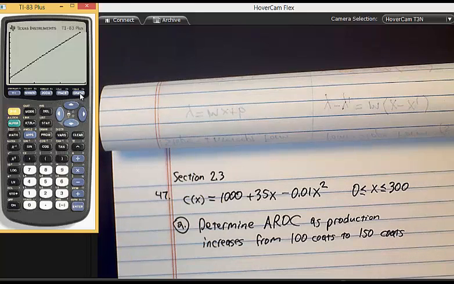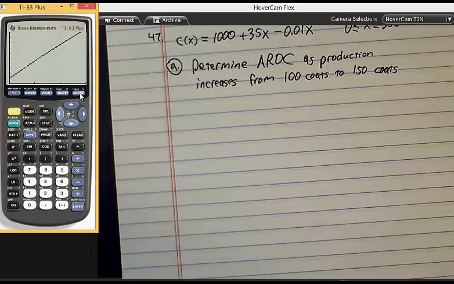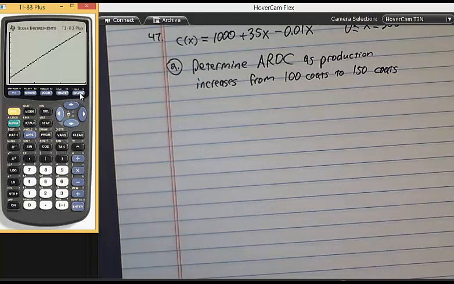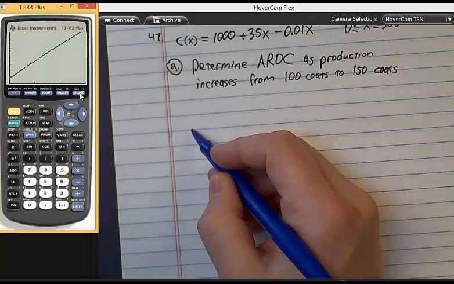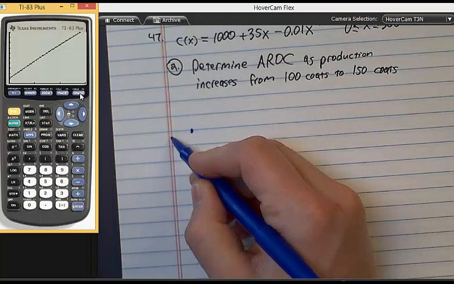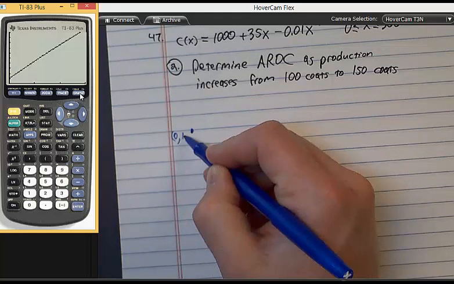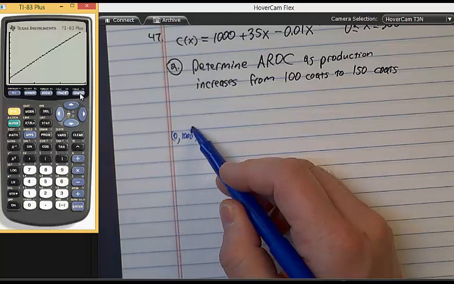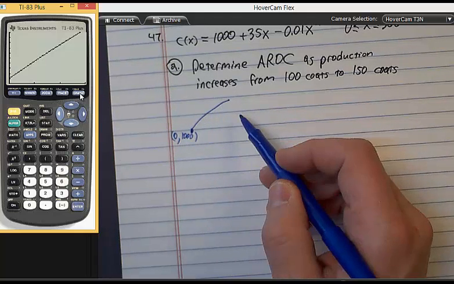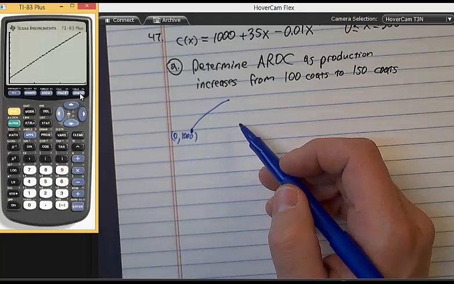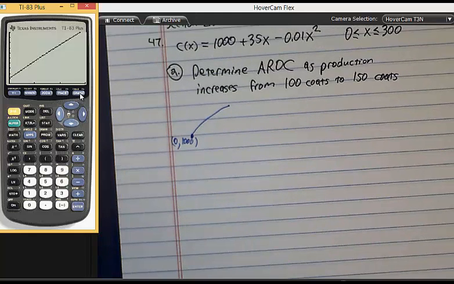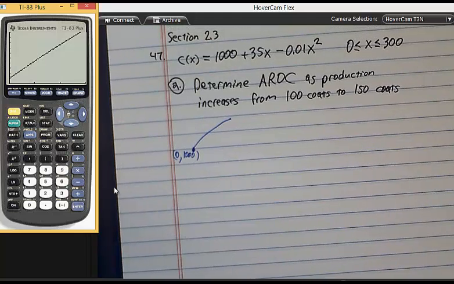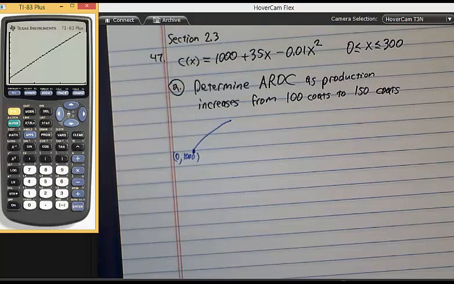In other words, let me come here for a minute and draw my picture. I'm looking at the graph and I'm seeing that it goes from, well, 0, 1,000. I know that the cost of no coats is 1,000. And it's increasing. I'm not sure where it's increasing to yet. Is that too small for the back row? I'd say yes. Let's try to zoom in a little.